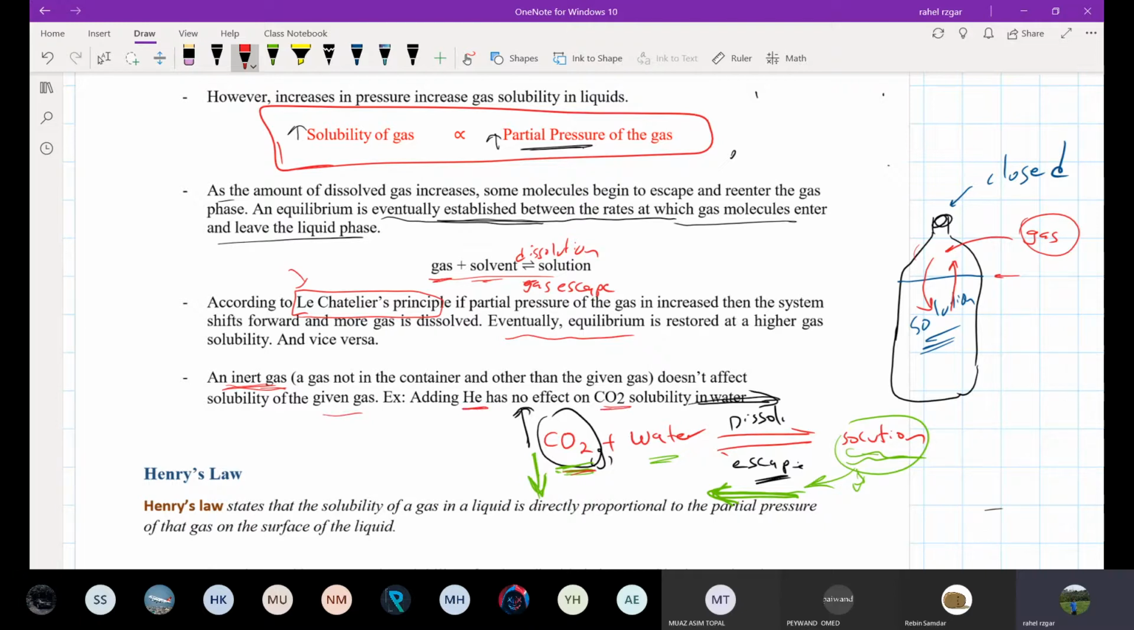For example, if you want to dissolve CO2 and you add some more helium to increase the pressure, helium cannot increase the pressure of CO2. That's why it will not affect the solubility of CO2. It doesn't either decrease it or increase it.